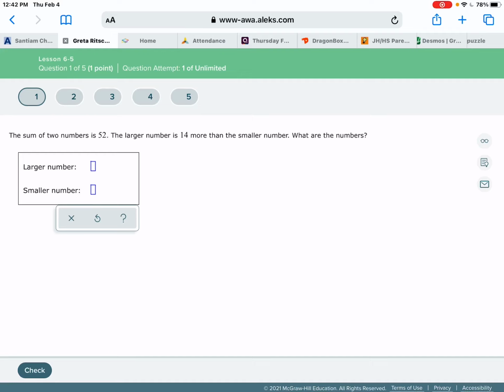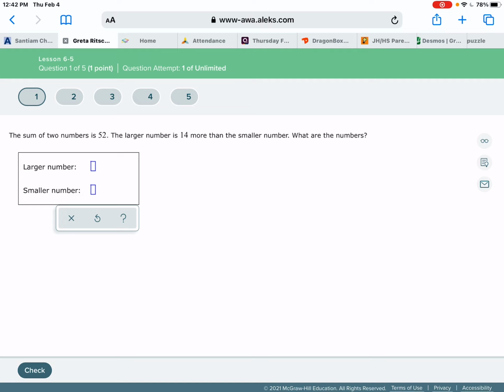Okay, let's do some word problems. I know you guys are excited about word problems, but the fun thing is you can actually see some real application as to why we've been doing systems. They actually help you think through some real life situations.